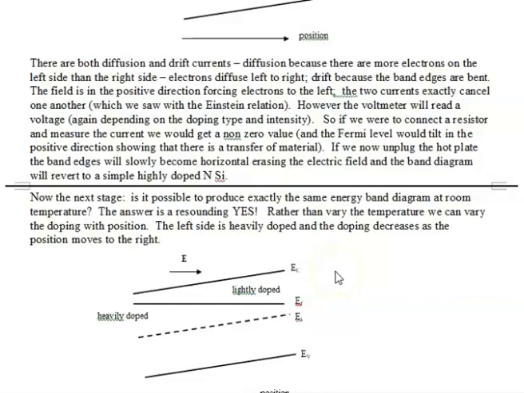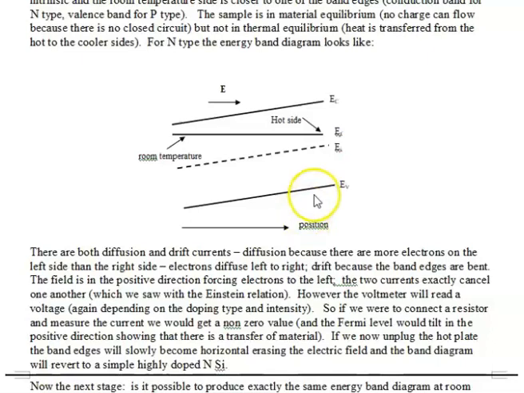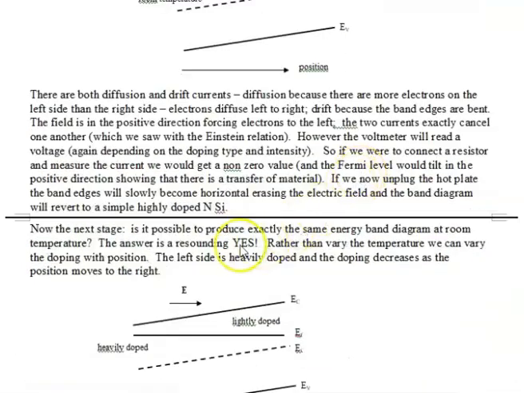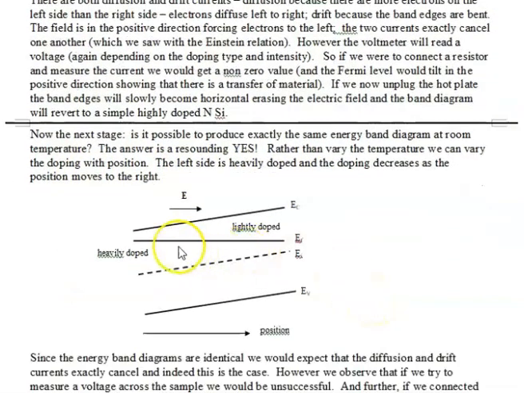So now we ask the question, this is the next stage, is it possible to produce exactly the same energy band diagram without the hot plate in another way? And the answer is yes. Rather than varying the temperature across the sample, we can vary the doping with position. And if we look at this, we have a heavily doped left side and a lightly doped right side.